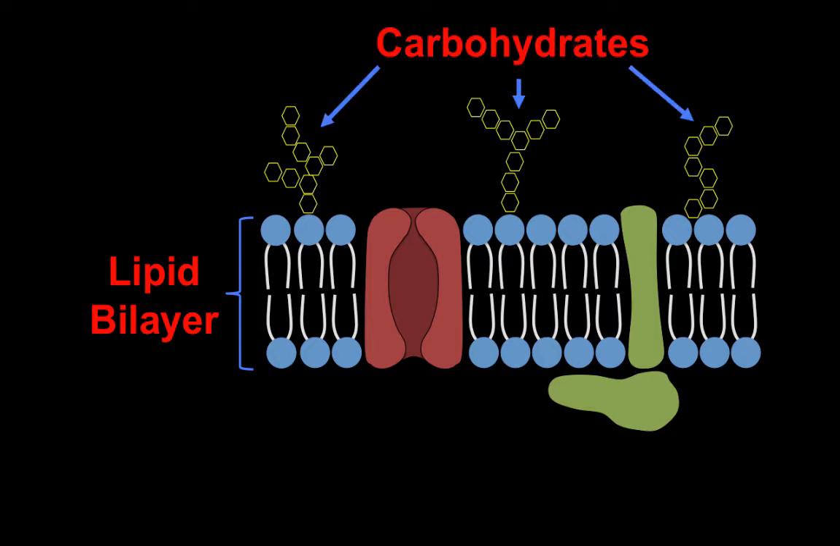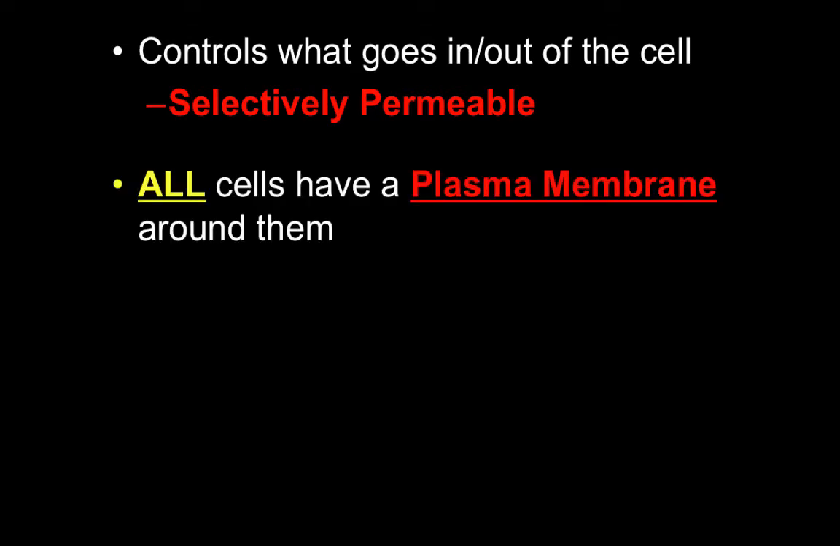Notice that the water-loving heads are on the inside and outside. And then we also have carbohydrates that act as communication, like signs on a fence, and proteins that act as the gates that allow things to come in and out. Now, membranes are important because they control what goes in and out of the cell, because they're selectively permeable, meaning that only certain things can come in and out.